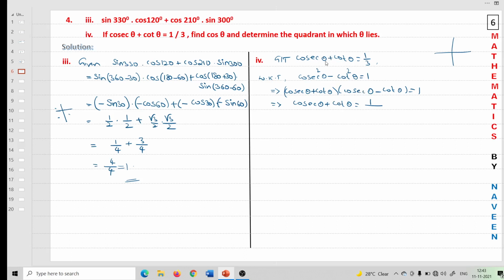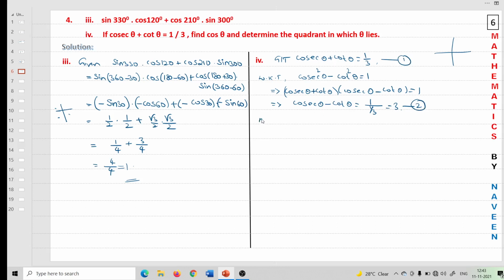We have cosec theta plus cot theta, right? So cosec theta minus cot theta is equal to 1 by (cosec theta plus cot theta), and this value is 1 by 1 by 3, which is nothing but 3. So cosec theta minus cot theta value is 3. Equation number 2, and this one is equation number 1. By solving these two equations, we get cosec theta as well as cot theta.